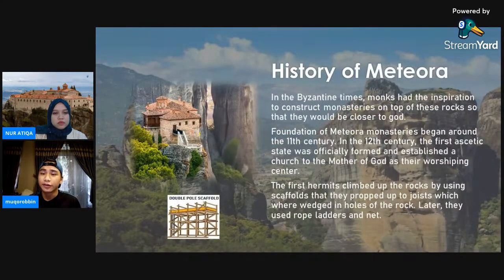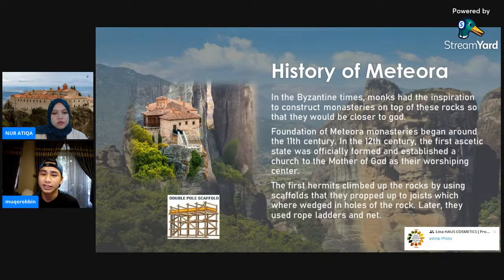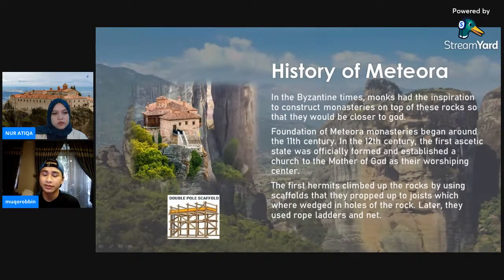In the history of Meteora, in the Byzantine times, the monks had the inspiration to construct monasteries on the top of this rock so that they would be closer to God. Foundation of Meteora monasteries began around the 11th century. In the 12th century, the first ascetic state was officially formed and established a church to the Mother of God as their worshipping center.